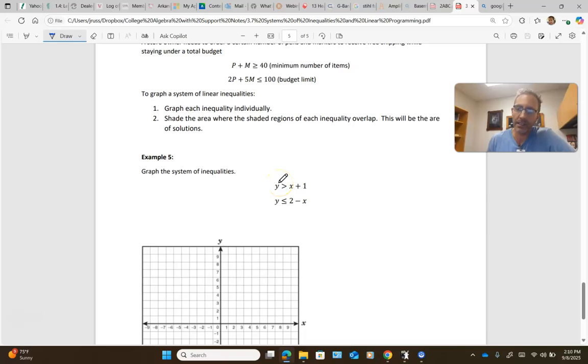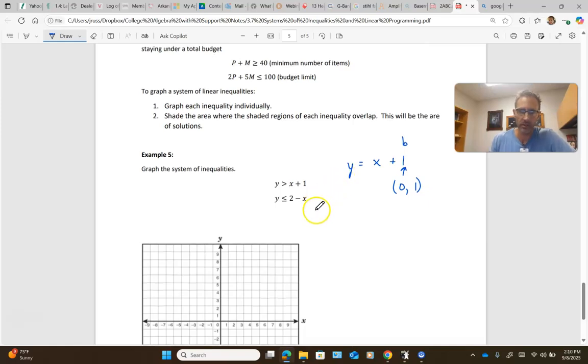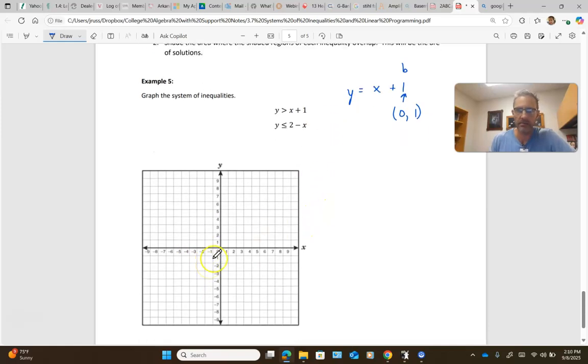And fortunately, guys, both of these inequalities are in slope-intercept form. So I'm going to go ahead and write them as equations. Okay. So you can see here, my y-intercept, b in other words, is going to be at 1 on the y-axis. Let me scroll down some. And then the slope is that same understood 1 over 1. Okay.